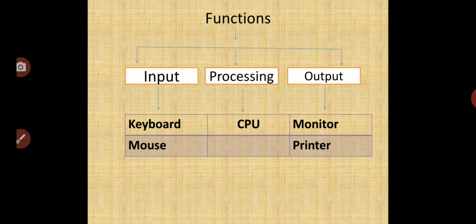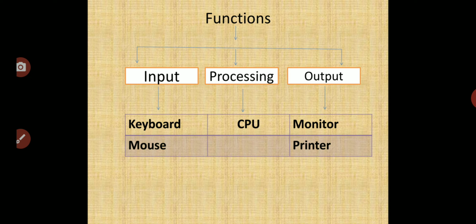Function. Now, while seeing the chart, you easily understand there are three functions: input, processing, output. Now see, input device, two input devices: keyboard and mouse. Processing unit, only one, CPU. Output device, two: monitor, printer.